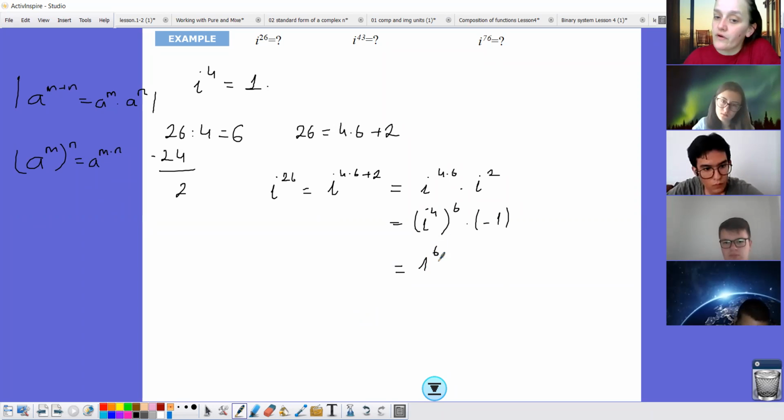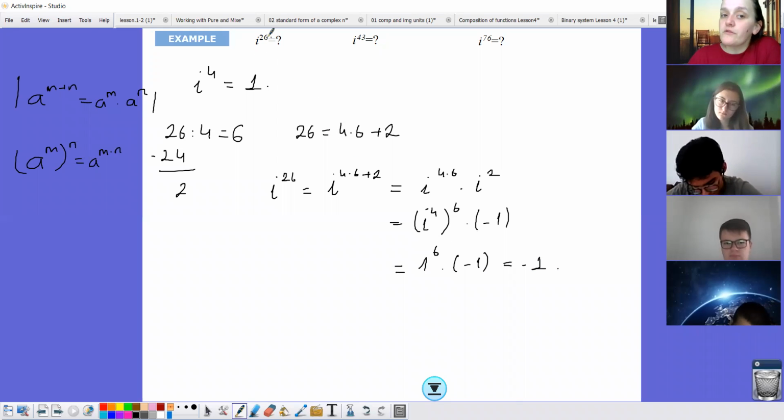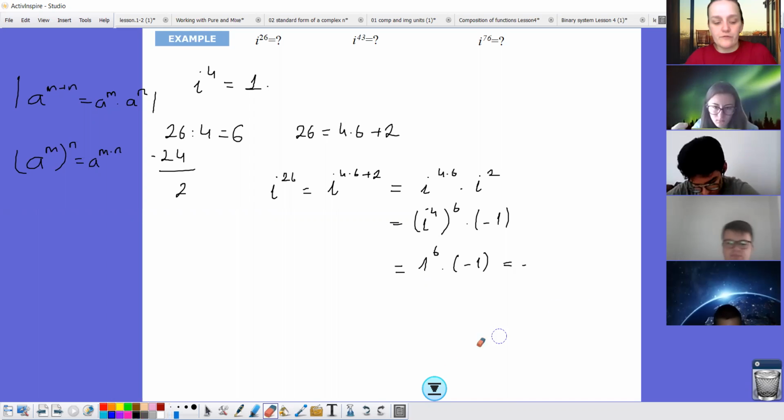1 to the power of 6 times -1. What is 1 to the power of 6? 1. 1 times -1 will be -1. So i to the power of 26 is equal to -1. I showed you every step here, the logic of it.